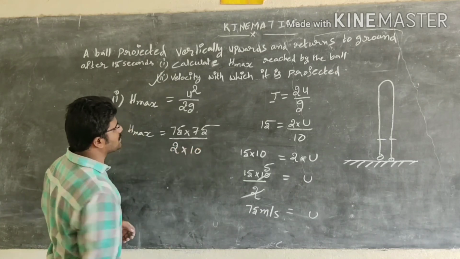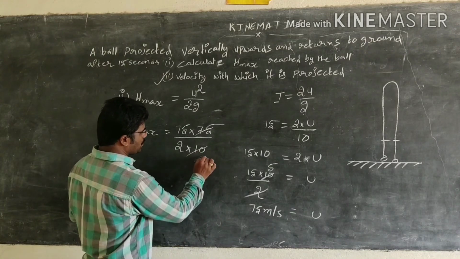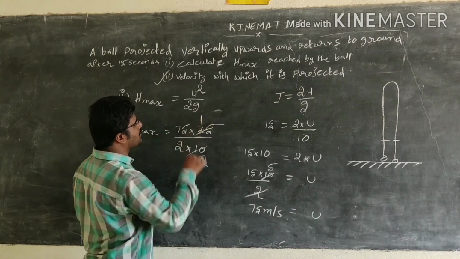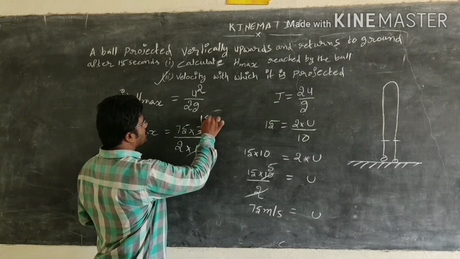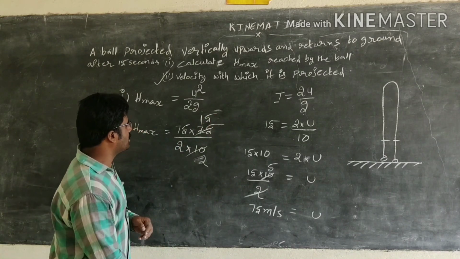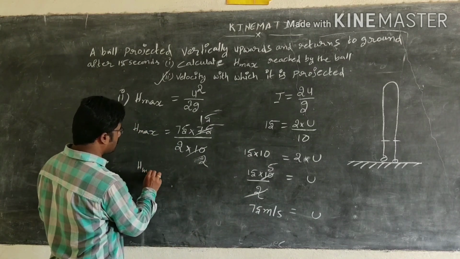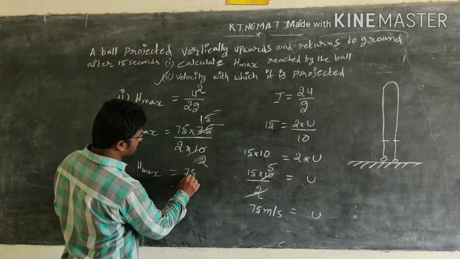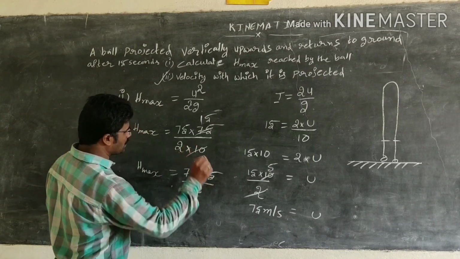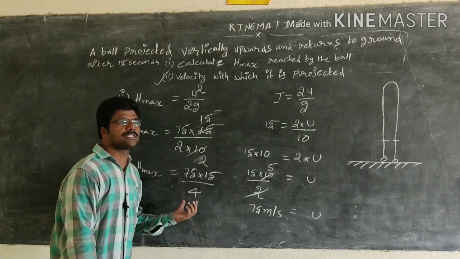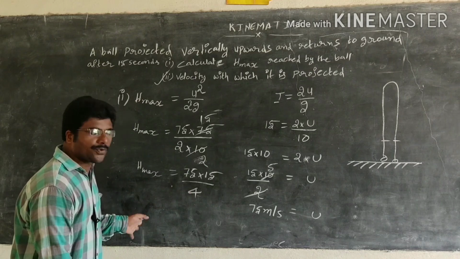For simplicity, we are going to take g as 10. So 5 twos are 10. 5 ones are 5. So 2 will be there, that becomes 25. 5 fives are 25. 2 into 2 is 4. H max equals 75 into 15 by 4. So do this calculation at home and write down the value of H max.